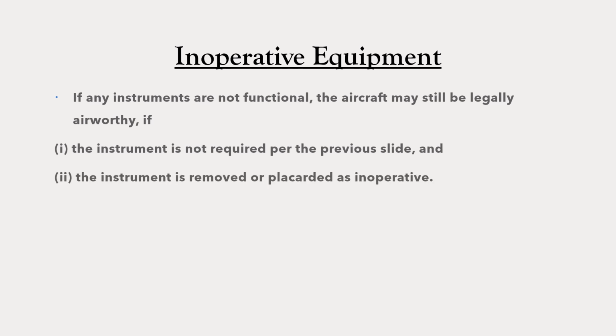If that equipment is optional, then it needs to either be removed or it needs to be placarded as inoperative. Basically you want it to be covered up so that somebody flying won't ever think that it's useful. Covering it up is the best way to make it known that it's inoperative.